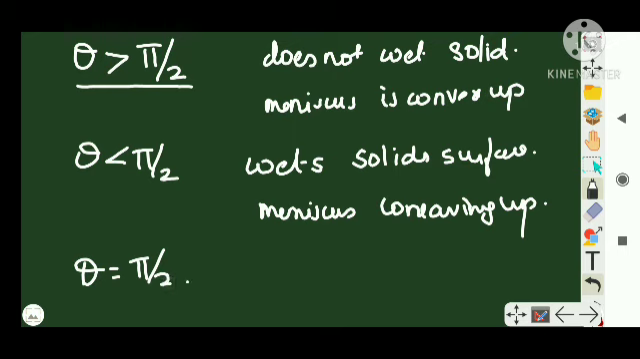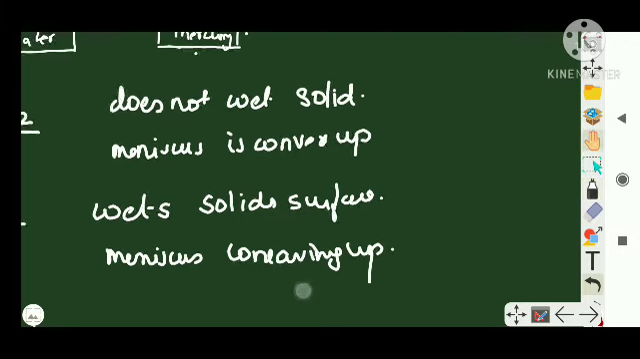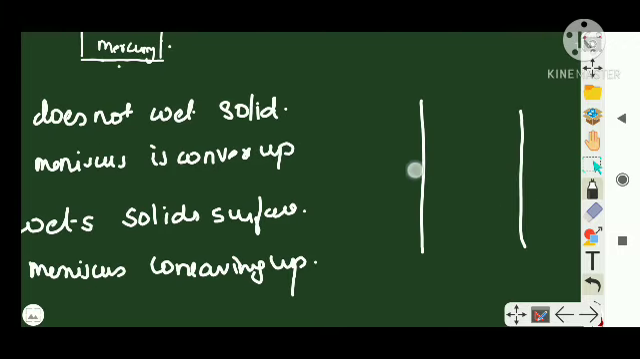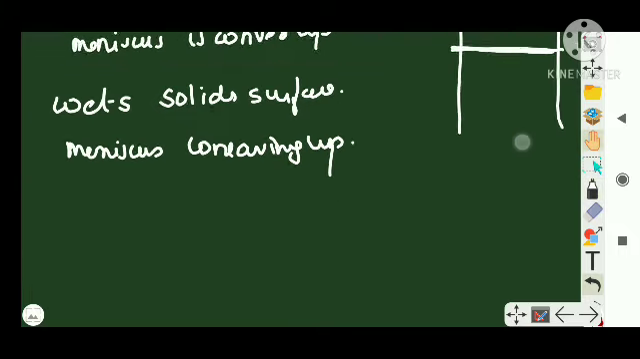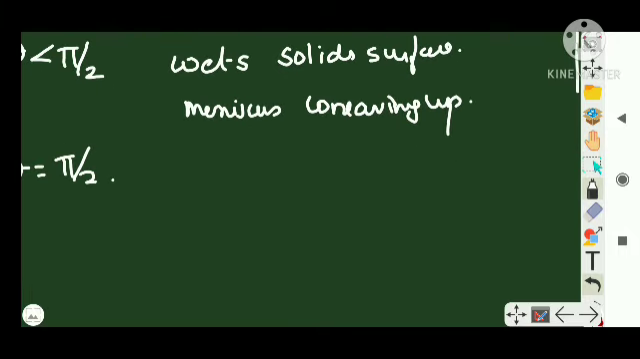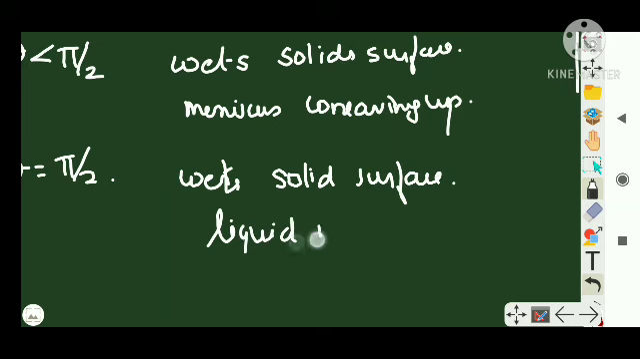Now when theta is equal to 90 degrees, the figure, if I draw it, will be just like this. There is no upper surface or lower surface, there is no meniscus at all. That is, it wets the solid surface but has no meniscus, the liquid surface is flat. So just by knowing the value of the angle of contact between a liquid and a solid surface, you can say how the liquid will look.